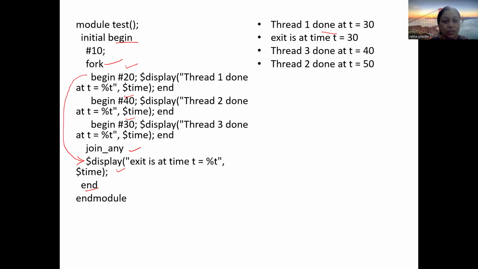And then it goes back to the fork block, and whatever statements are left after the first statement, they get executed. So 40, 30, first, next will be 30. So 30 plus 10, that means thread 3 at t equals 40 gets executed, then 40 plus 10. So this gets added, right? Because of the initial delay. So at 50, thread 2 done at t equals 50 gets executed. Okay, so this is how fork join_any executes.